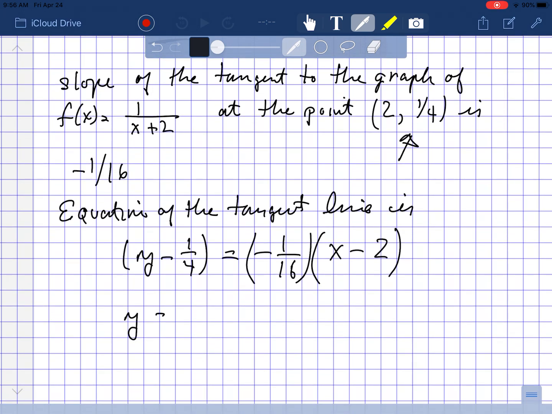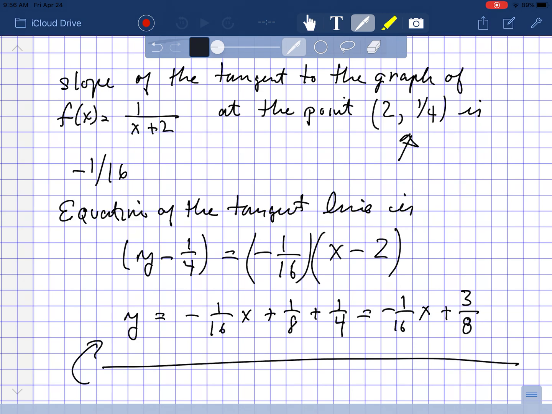So I could simplify this and write this as y is equal to minus 1 over 16 times x plus 1 over 8 plus 1 over 4. And so this is equal to minus 1 over 16 times x plus 3 over 8. Okay, so this is our equation of the tangent line.